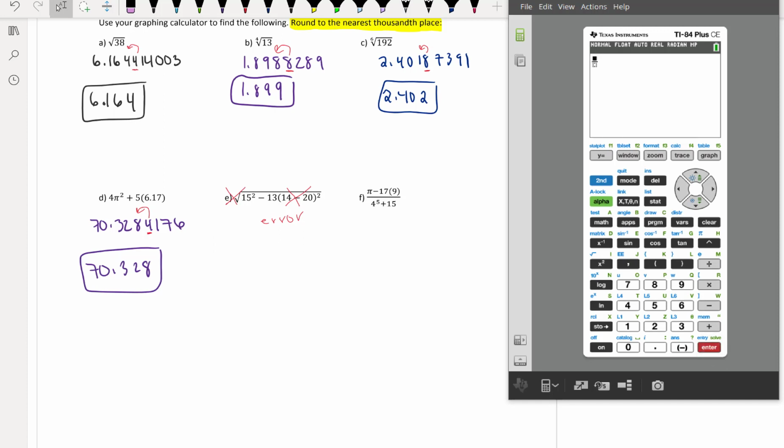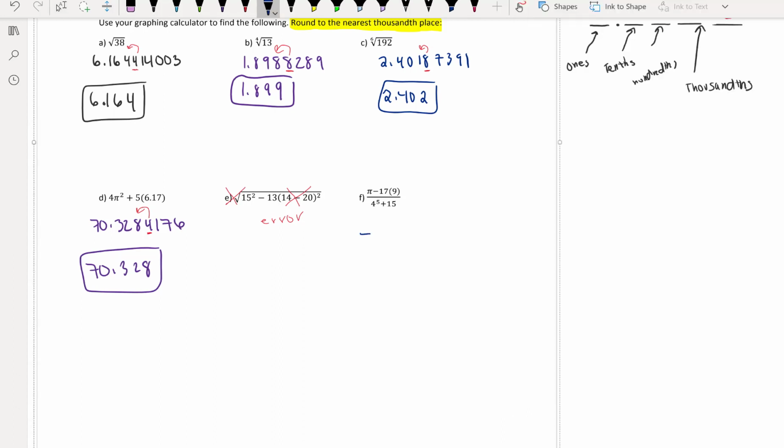So now I'm going to have that pi. So I'm going to go to second pi minus my 17 times 9. And down at the bottom, I have 4 to the power. The power button is right above the division sign. So 4 to the 5th power. And now I have a plus 15. So when I press enter, that is going to be the number that I get. That negative 0.144423. So I'm going to go ahead and write that number down as well.